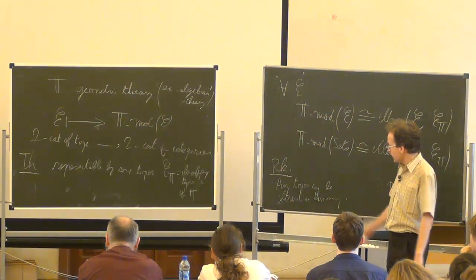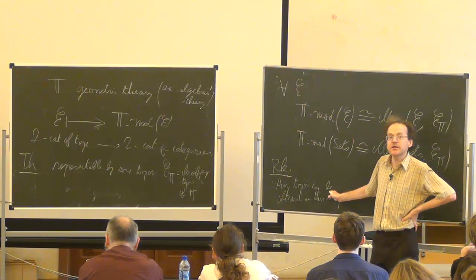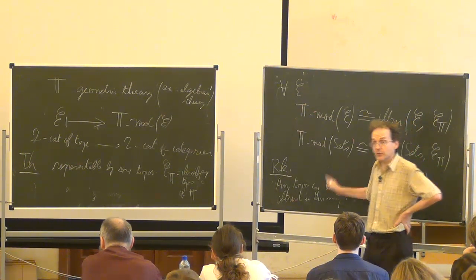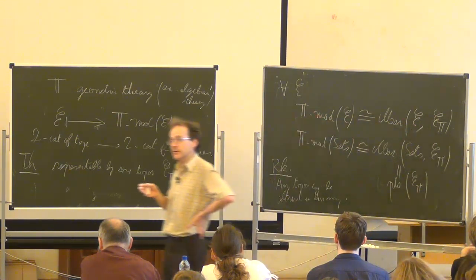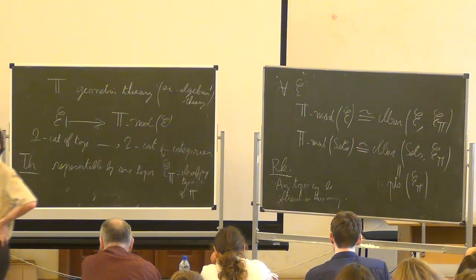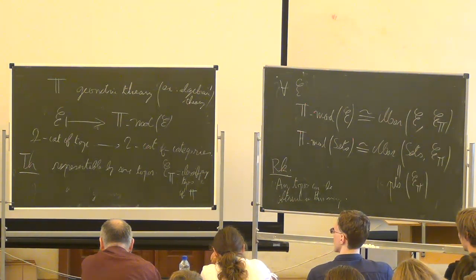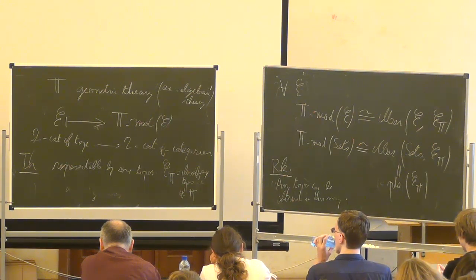Yeah, so any topos can be obtained in this way as the classifying topos of some theory, or not only of one theory, but of infinitely many theories. So I have to finish right now. So just a last remark.